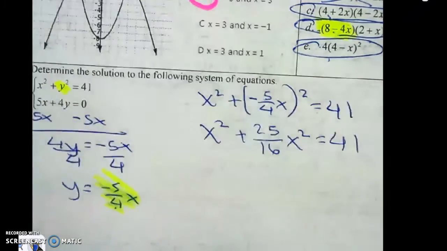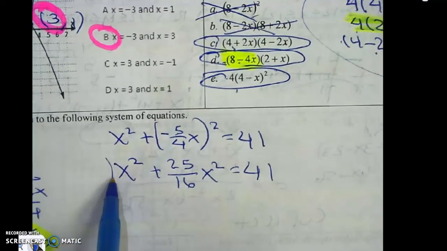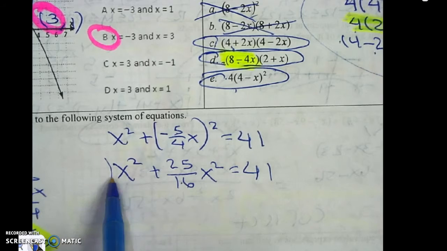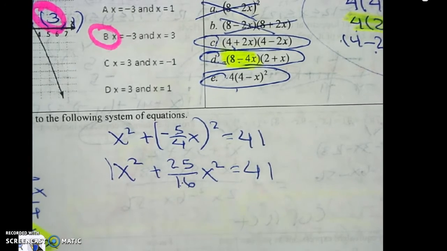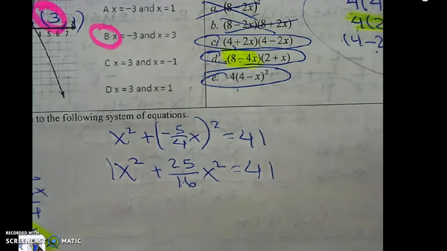There are different ways to go about solving this problem. I could add this plus this. So 1 plus 25/16 is 1 and 25/16, which is an improper fraction. But then it's still a fraction.